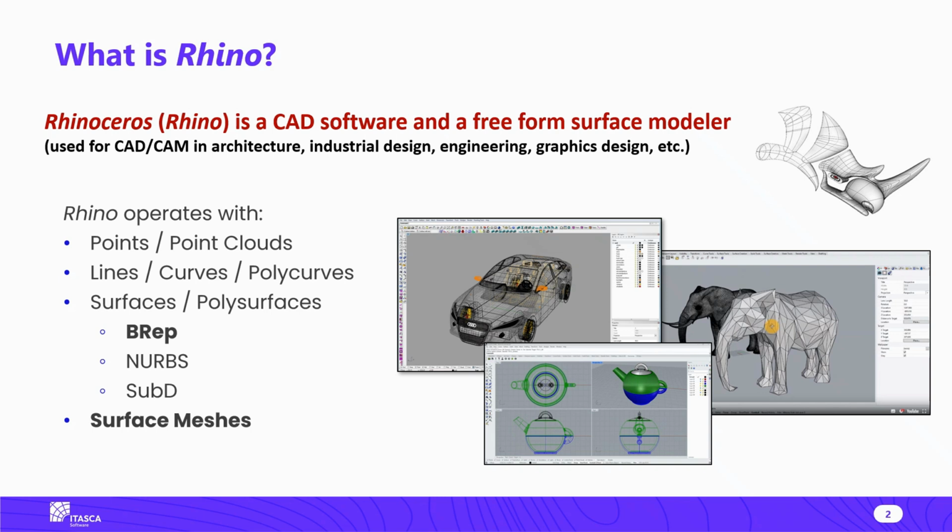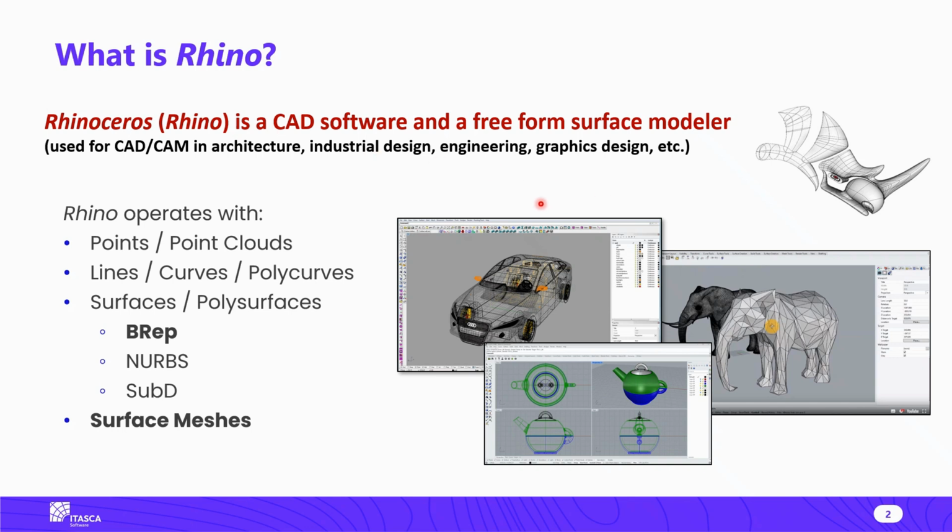Let me start this presentation with a general description and brief reminder about what Rhino is and how Griddle operates with it. Rhino is a CAD software and a free-form surface modeler. It is heavily used for computer-aided design and computer-aided manufacturing, in architecture, industrial design, engineering, graphics design, and so on.